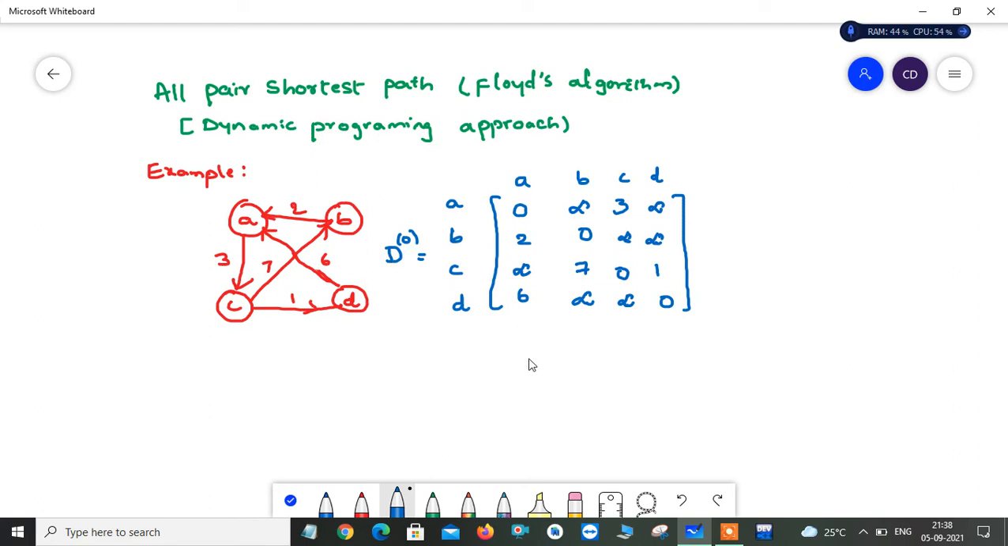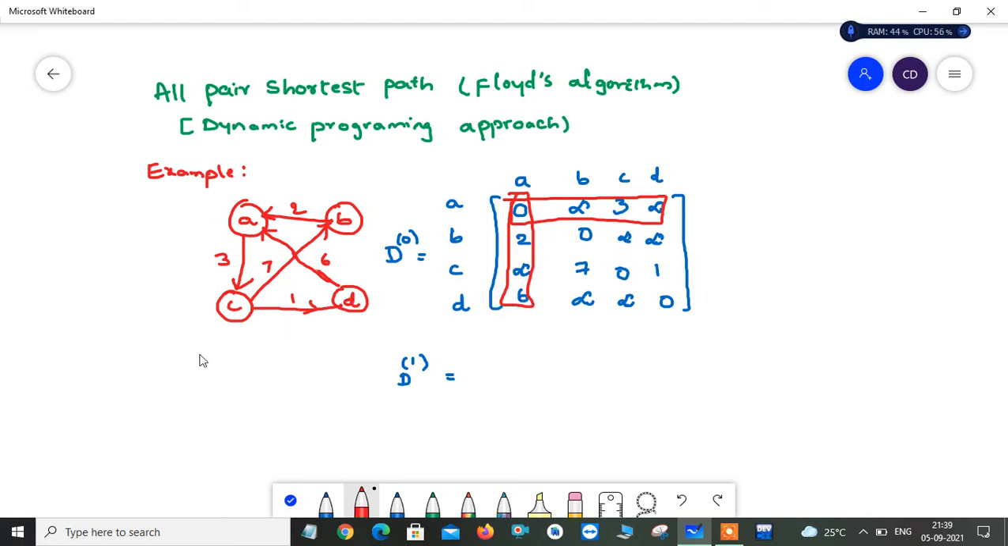By using this weighted matrix, now we are trying to find D of 1. It means we want the length of the shortest paths with intermediate vertices numbered not more than 1. So here we have to make a vertex an intermediate. Because you are making a vertex an intermediate, you have to keep its row and column as an intermediate, like this.